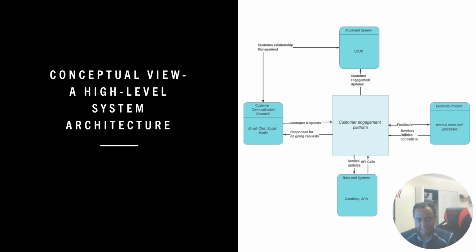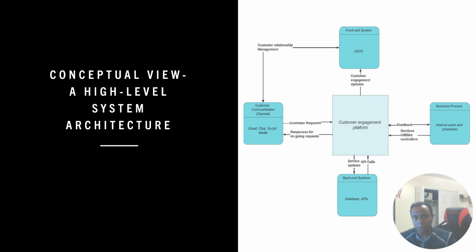And as you can see, it's a bidirectional arrow. So whenever a request is happening, it could go through the UI, or it could come directly from their communication channel system, or from other systems.